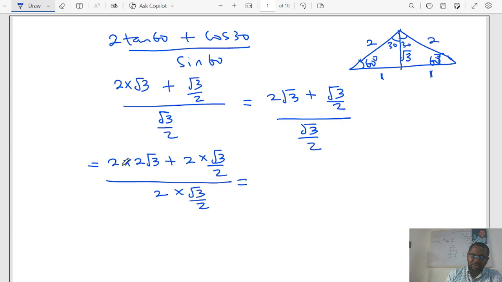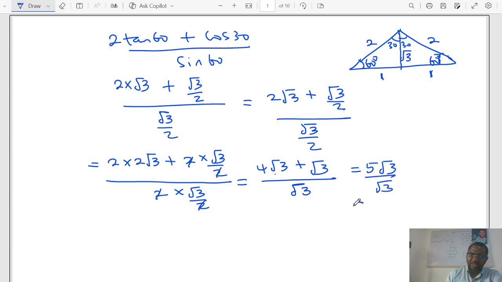If we do that, 2 times 2 is going to give us 4. So this is 4 root 3 plus 2 times root 3 over 2, where the 2 cancels the denominator, so I'm left with just root 3. Now divided by this, 2 times this will cancel out, I'm left with just root 3. And so 4 root 3 plus root 3 will give me 5 root 3 divided by root 3. And you see that the answer is equal to 5. Ta-da! Quite easy, right?